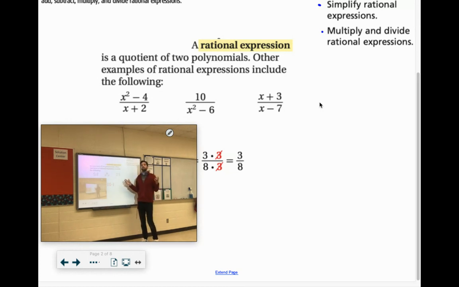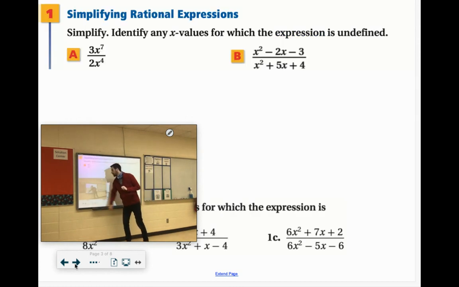But what is the one number you can never divide by? 0. So you have to look out for what answers could work out to have a denominator of 0, because that would be a problem. We'll call those excluded values here in a minute. So let's try some of these out.